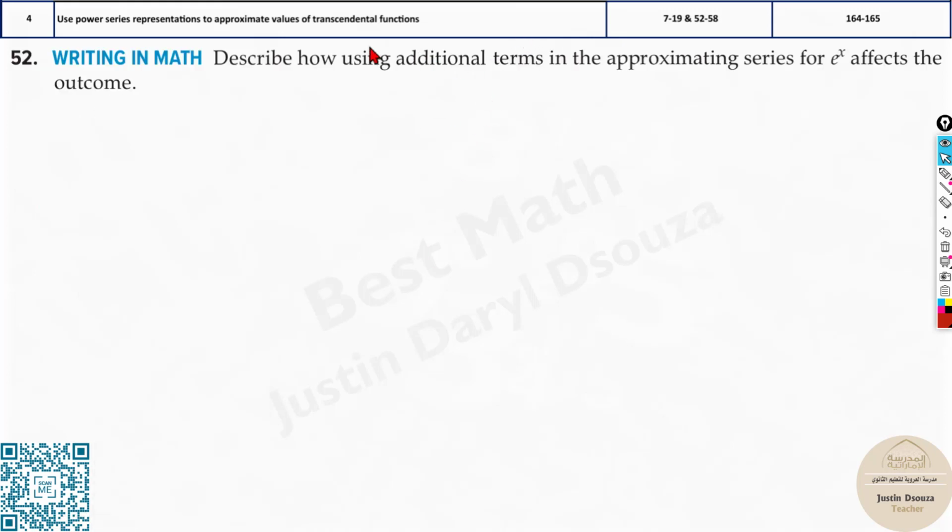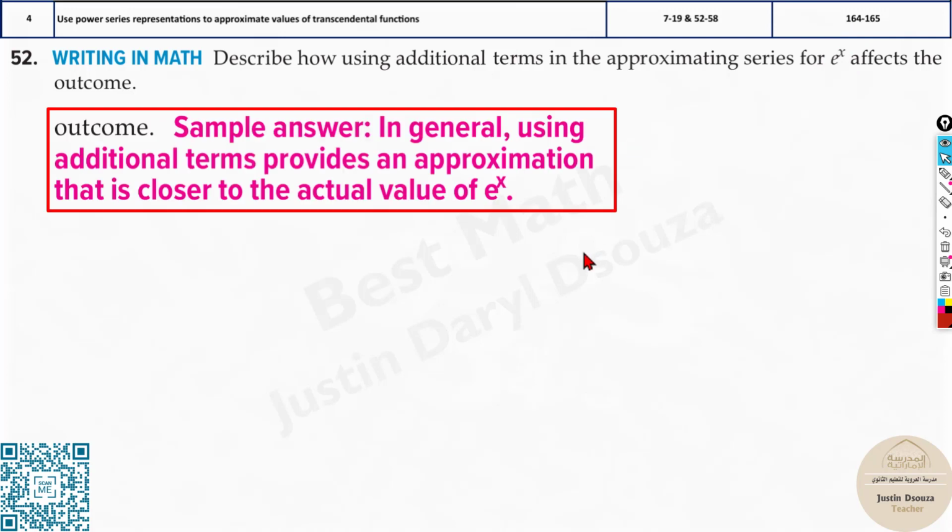Now we have some reasoning questions. 52 to 58 is all reasoning. Writing in math. Describe how using additional terms and approximating series for e to the power x affects the outcome. Okay, what it means is, now we have solved for fifth, over here it was fifth partial sum. And even the previous problem for fifth partial sum. But what if we added few more partial sums, maybe sixth or seventh? It just gives a better approximation. We get more closer to e to the power x. That would be the answer.